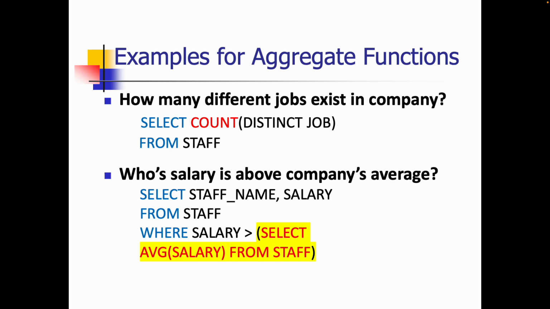The second one was an example of a nested query, just a very simple one. We said in order to find whose salary is above the company's average, first of all, we have to find the company's average salary, right? And that is this query here. And then we select the staff whose salary is greater than this amount, which is the company's average.